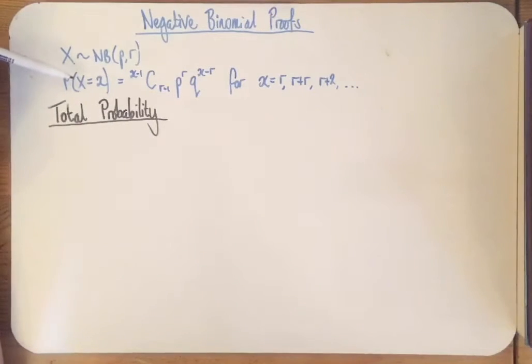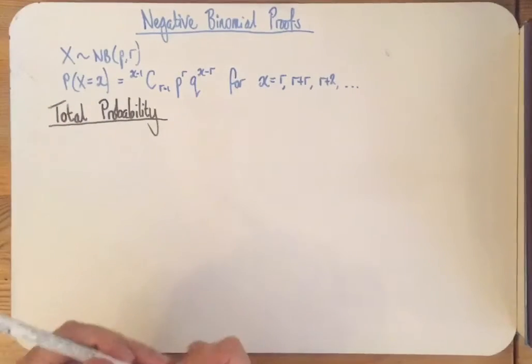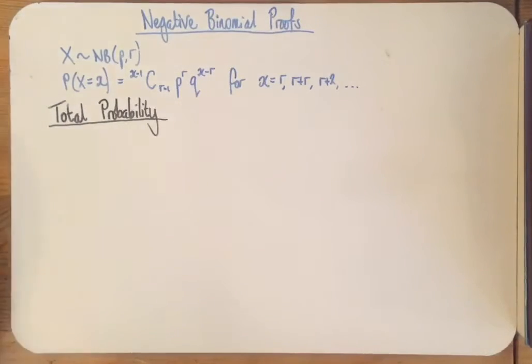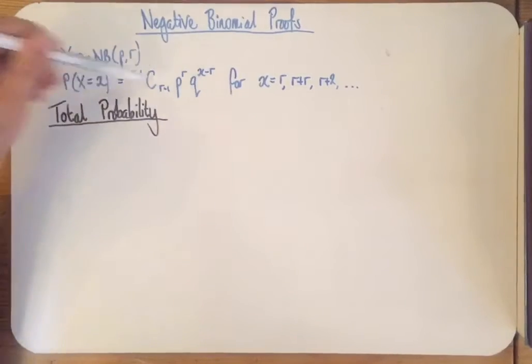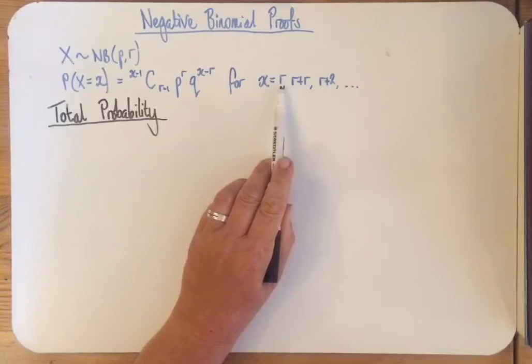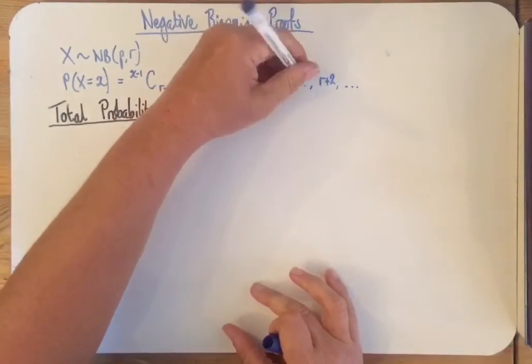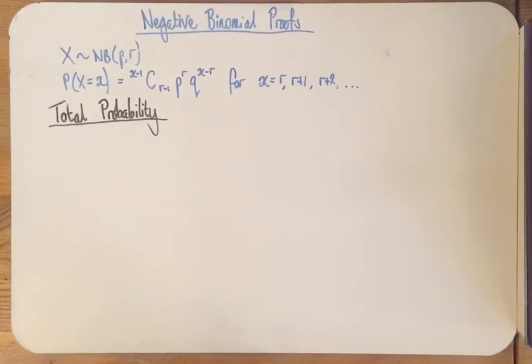So if x is negative binomial, p probability of success, r is the number of successes you're after, then the probability x equals x, so it's the number of trials until you get r successes. This formula here, the smallest number of trials will be r, and then we increase by 1 each time as we go along. So x can be r, r plus 1, r plus 2, r plus 3, and it's an infinite distribution. So all the probabilities need to add to 1.